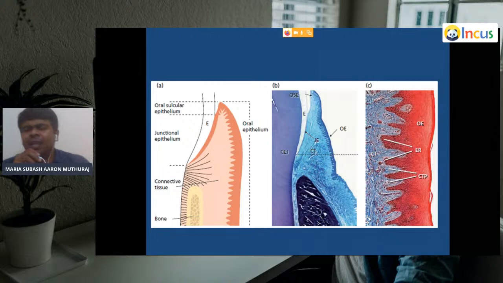Normally the depth of the gingival sulcus in a germ-free rat, or in absolutely pristine gingiva, will be zero, whereas the histological depth of the sulcus will be 1.8. This is also one of the important MCQs. The histological depth of the sulcus is 1.8, whereas the normal probing depth of the sulcus in an adult is 2 to 3 mm.